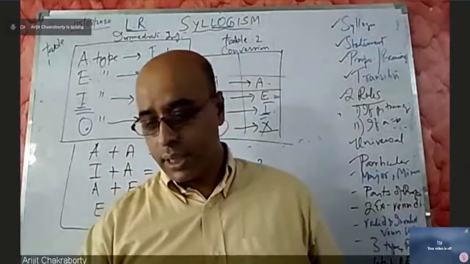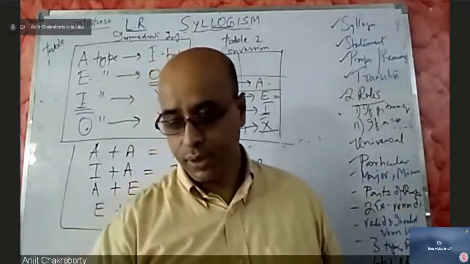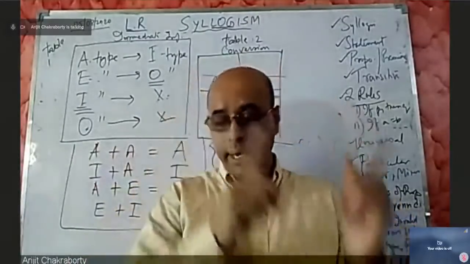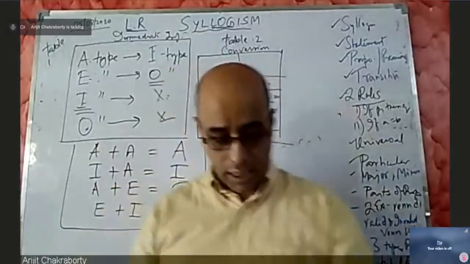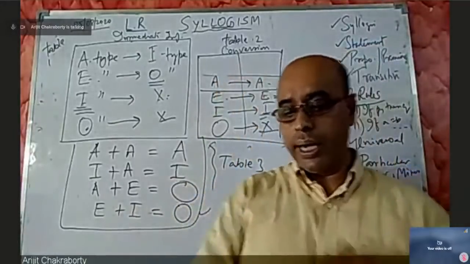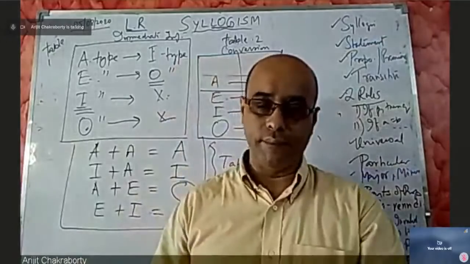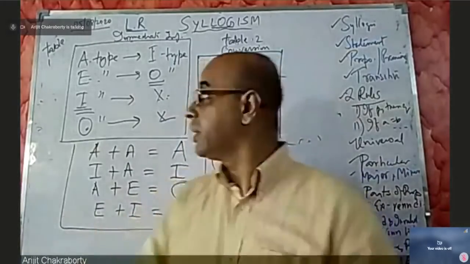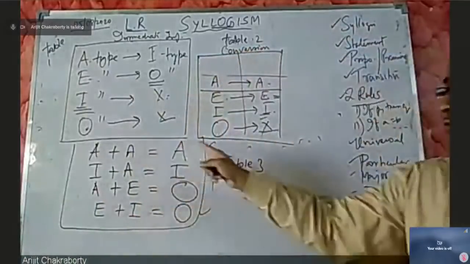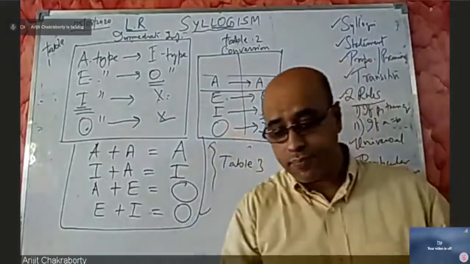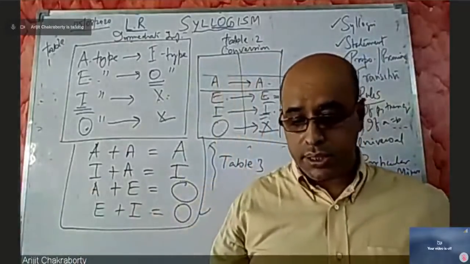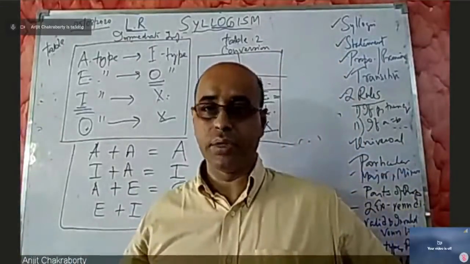The next one, let's take example number 3 of the study material. All A are C. All D are C. All A are C is an A type. All D are C is also an A type. A plus A gives me A. So the conclusion is all D are C. This can be a valid conclusion.